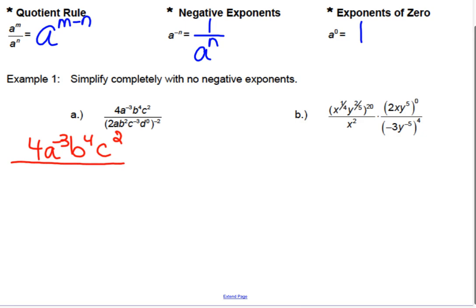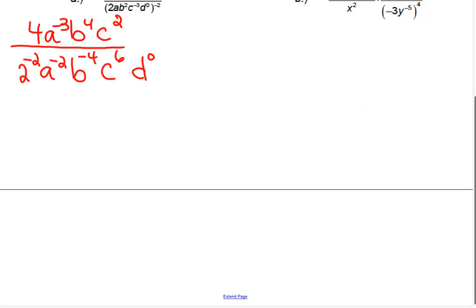And in my denominator, I'm going to go ahead and distribute that negative 2. So I'm going to have 2 to the negative 2, a to the negative 2. B squared to the negative 2 becomes b to the negative 4, I multiply. Same thing here, c to the negative 3 to the negative 2, I multiply, I get a positive 6, and then I get d to the 0.